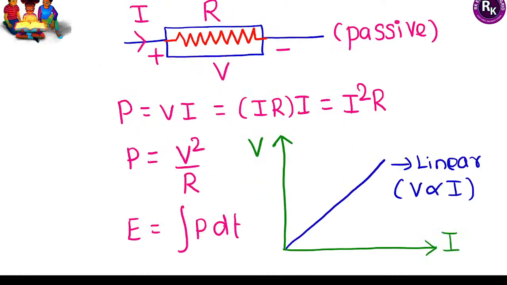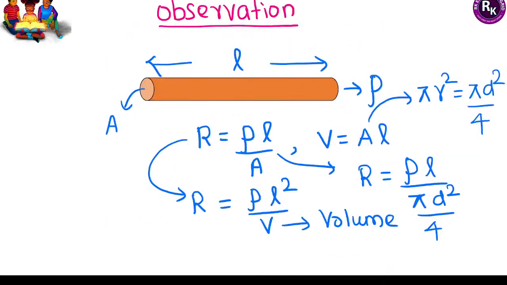While talking about the linear resistor, we know the other things. Power absorption of a resistor is P = V into I. It can also be written in alternative ways. And we can also calculate the energy by using E = ∫ P dt.